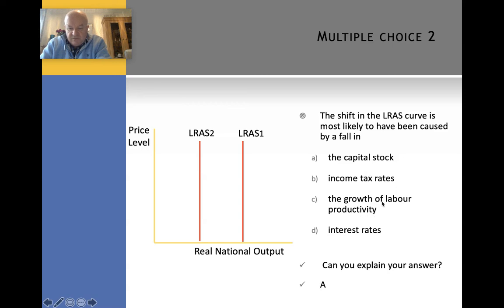The growth of labour productivity. Well, if we had a growth of labour productivity, that would shift from LRAS 1 out to here. Okay, so outwards to the right. And if we had a fall in interest rates, that is effectively going to cause more people to invest and borrow money, and that clearly would then, if anything, increase long run aggregate supply. So in this instance, if we had a fall in the capital stock, that's the amount of capital being invested, then that clearly would have a negative effect on LRAS, and so the answer in this case would be A.